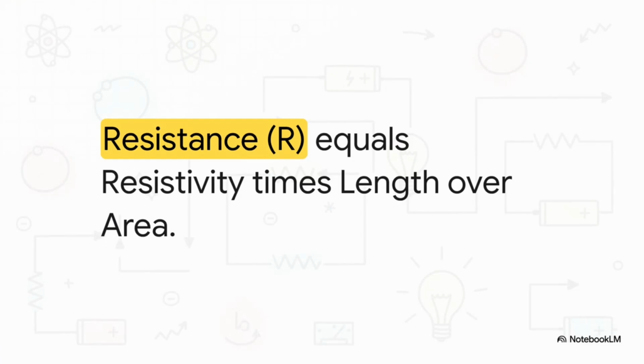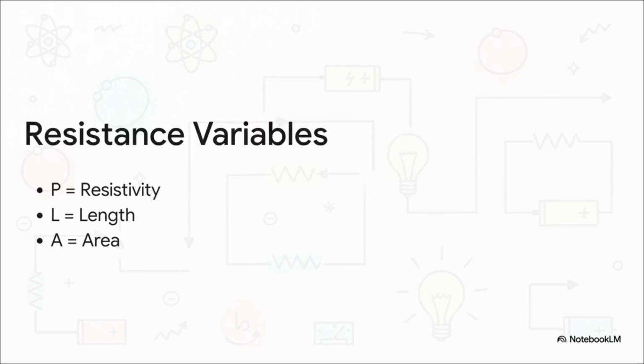But resistance isn't just some random number pulled out of thin air. It's actually determined by the physical properties of the wire itself. The formula is R equals resistivity times length, all divided by area. Let's explicitly define these physical variables so we know exactly what we're looking at.